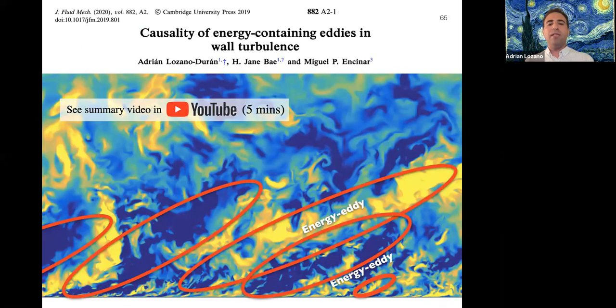This part that I'm going to present is published in JFM. If you want to look at the details, I'm probably going to need to skip a lot of them, but they are all there in the paper. And also there is a summary video on YouTube. It's only 5 minutes, so maybe you can also take a look at that if you miss something of this talk.